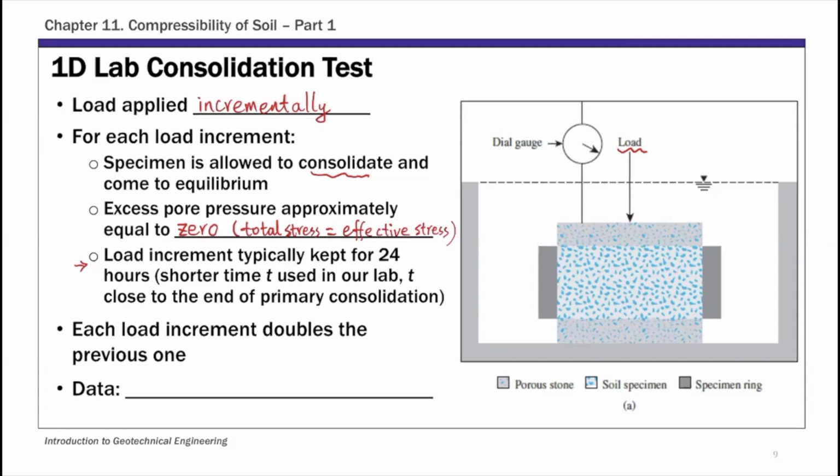And the data, as I mentioned, is deformation versus stress, and this stress is applied load over area. So you get deformation versus stress or deformation versus load, and of course you have time as well. That's the data you get from 1D consolidation. That's the raw data: deformation, the applied load, and the corresponding time.